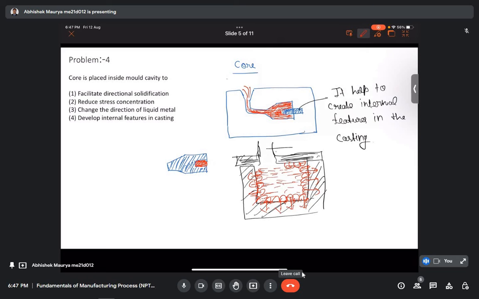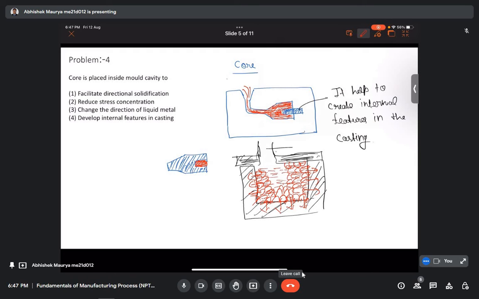and the solidification process will keep on proceeding away from the walls to the center, or solidification will move away from the walls, and this process is called directional solidification. Basically we try to control the direction of the solidification process.